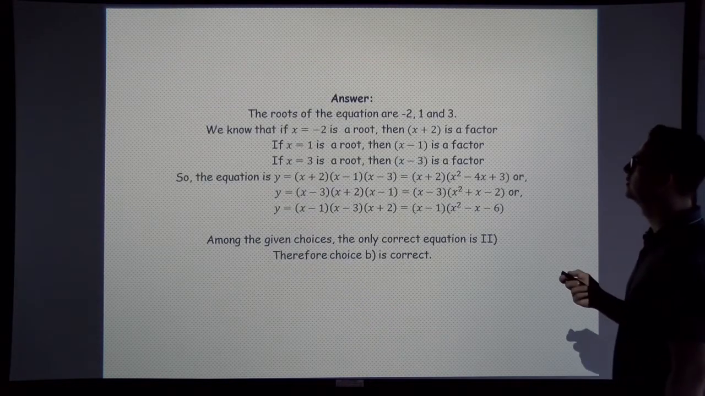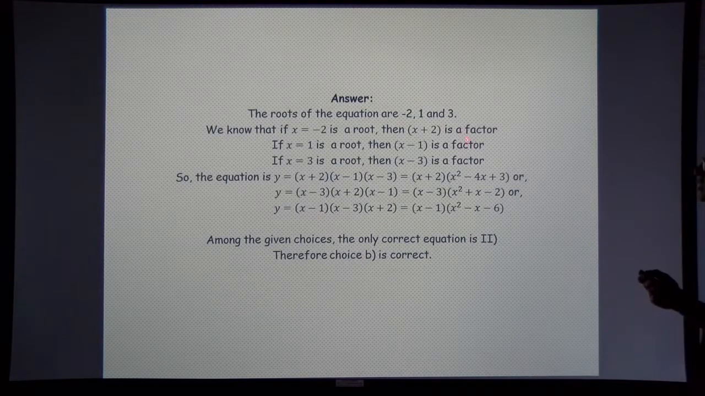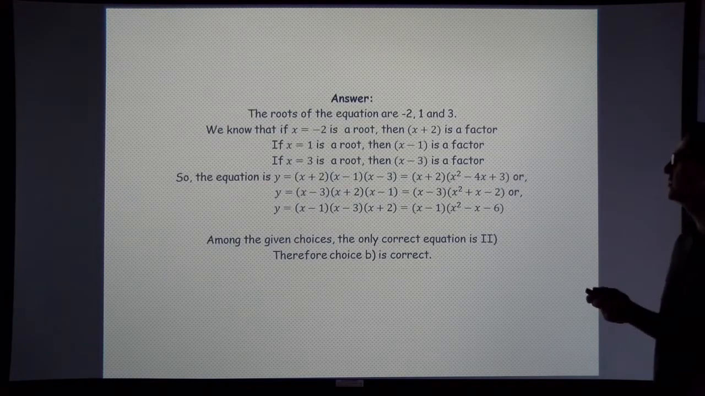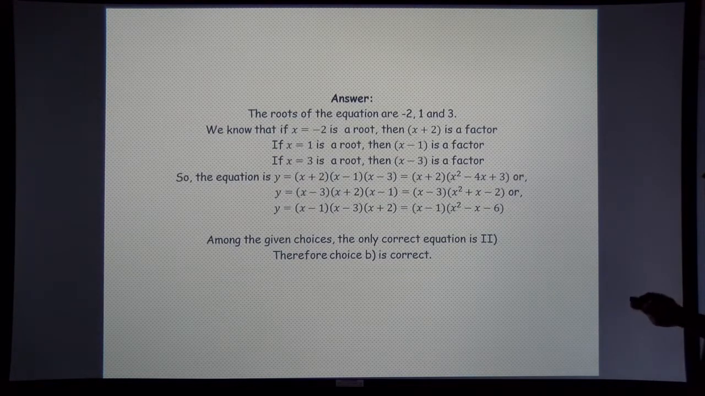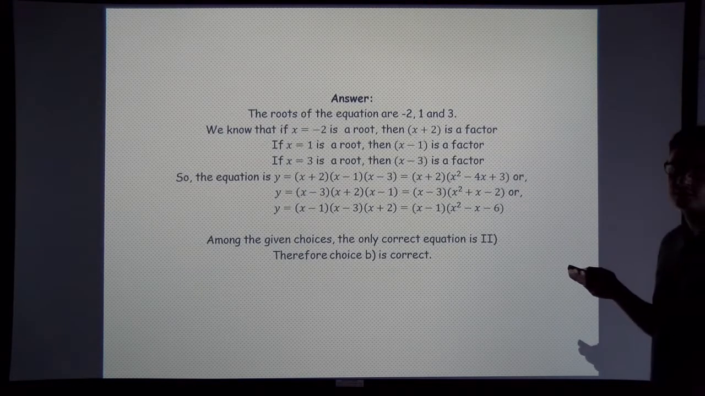So once we find the roots of the equation and we set up our parentheses as our factors, all we do is multiply each set of parentheses to each other and find out which equation works best or which equation is given to us as an answer. Any questions so far?